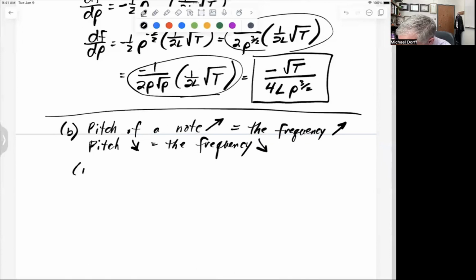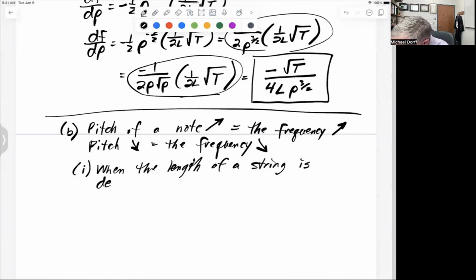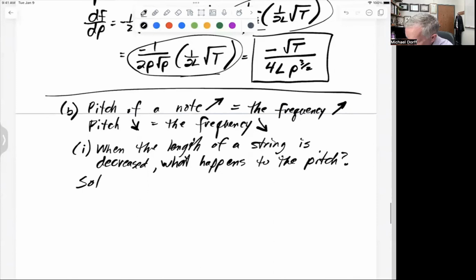All right, and the question is, when the length of a string is decreased, what happens to the pitch? Now, what does this mean in real life? If you're playing a violin, you put your finger on the board there, so somewhere in between the string, you've decreased the length of the string. What happens to the note or to the pitch of the note there? Well, it's going to go up. Let's see how this works using the calculus that we've done here.